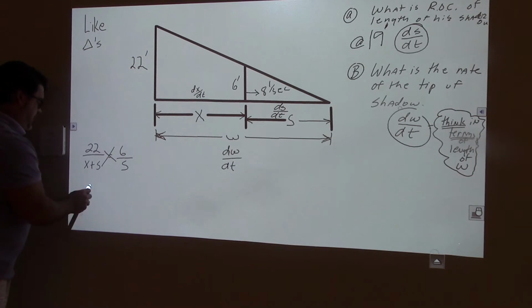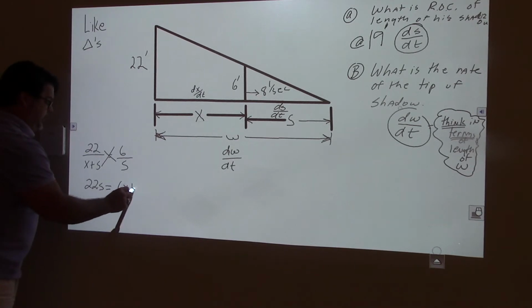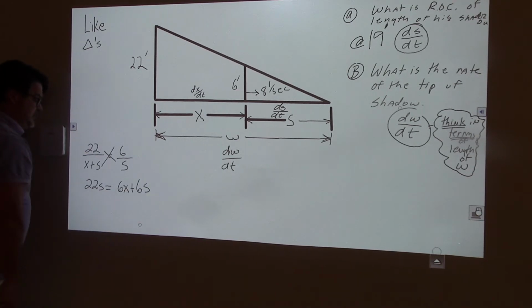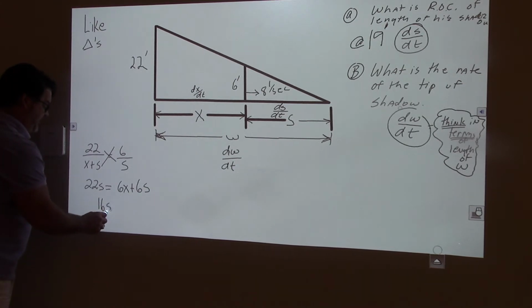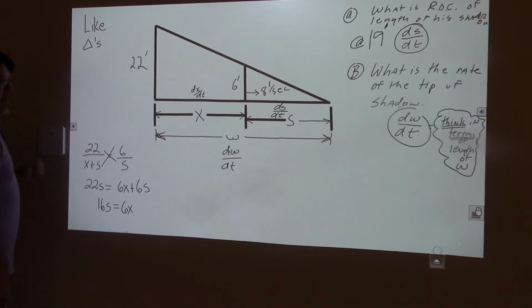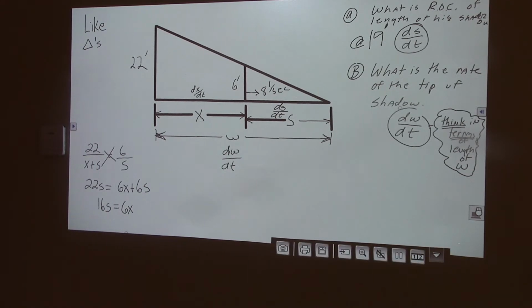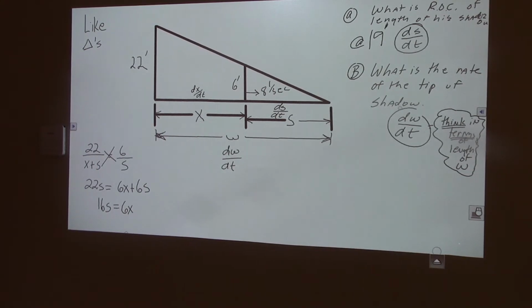Cross multiply, Hubert. That's right, class. 22s is equal to 6x plus what? 6s. I'm going to bring the 6s over, and that's going to give me 22 minus 6, which is what? 16. So 16s is equal to 6x. You can simplify that, or you can do it like that. It doesn't matter. I want you to finish it.